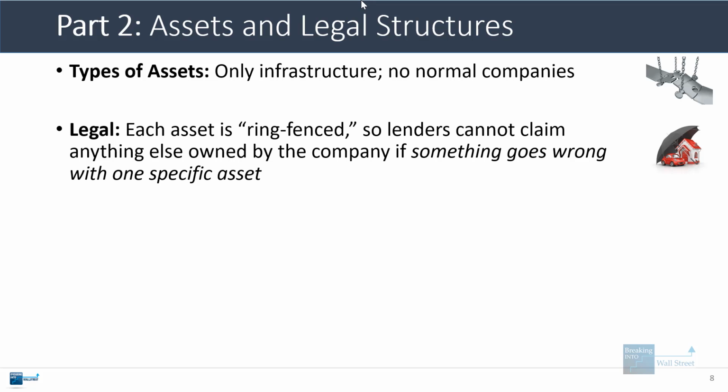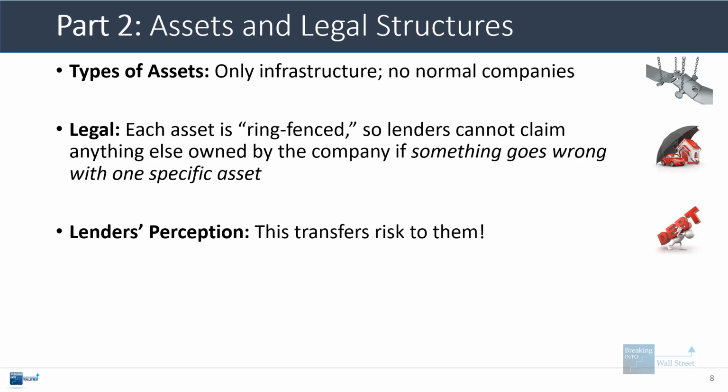The most obvious thing is that since the assets are ring-fenced, if something goes wrong, the lender cannot go to the company that owns a specific asset and then lay claim to the company's other assets. It can only seize collateral that is related to that one specific asset where there was a problem, such as a default or a covenant breach. But this also means that from the lender's perspective, they have more risk now because they cannot claim as much as they could with traditional corporate debt.